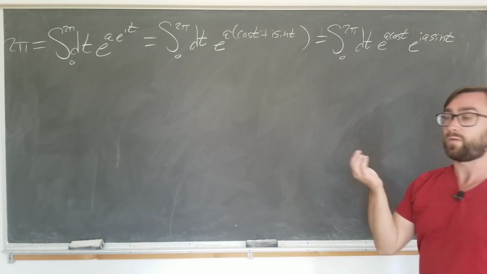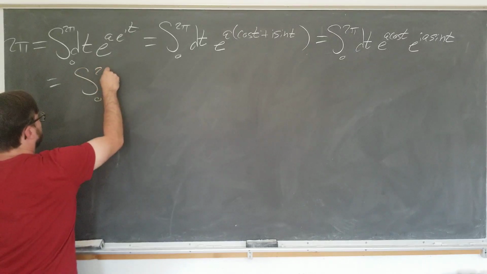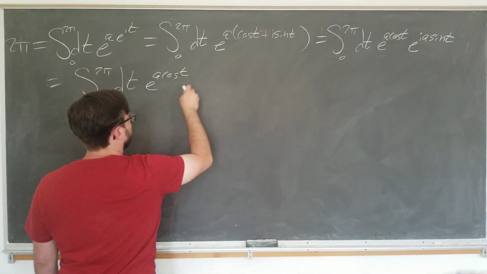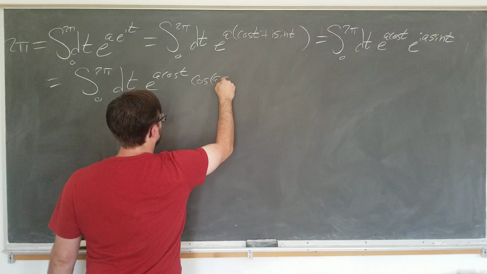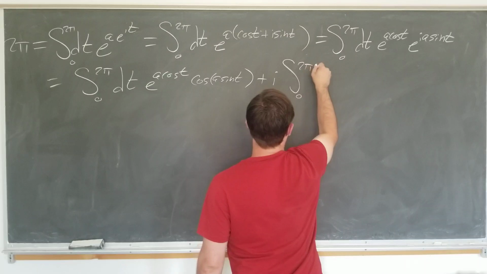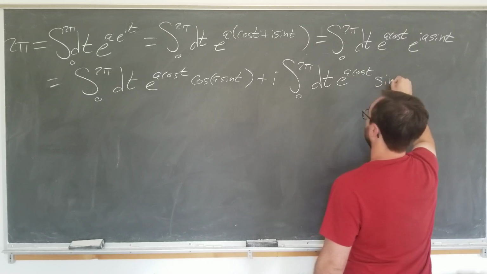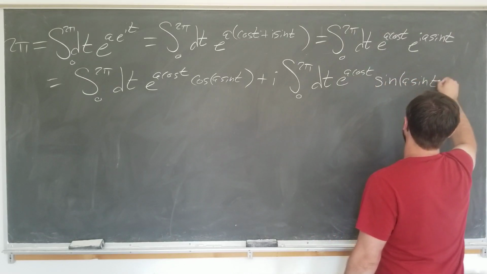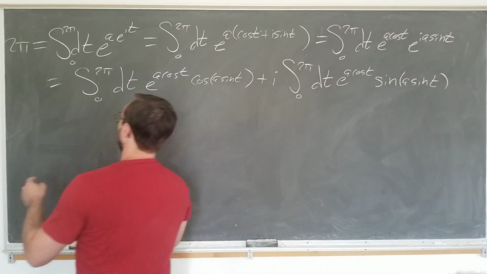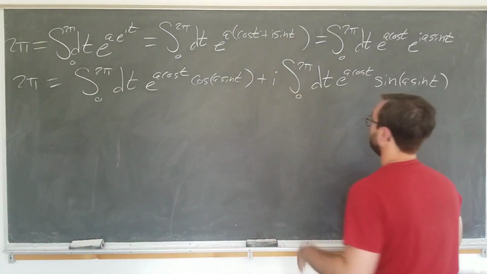Let's go ahead and use Euler's formula again. It's just going to be the integral from 0 to 2 pi dt of e to the a cosine t times the real part, cosine of a sine t. We're going to have i times the imaginary part, another integral now, of e to the a cosine t times sine of a sine t. Now this is where things get interesting. We have a real number on the left, and we have two integrals on the right.